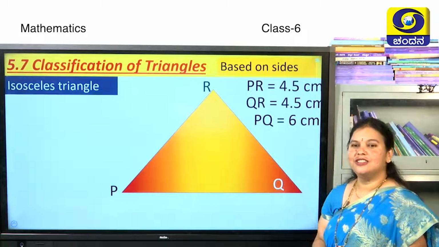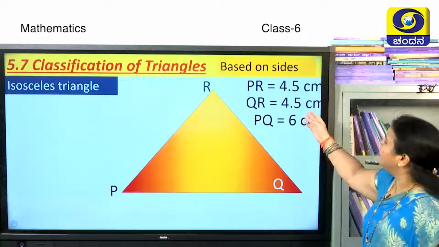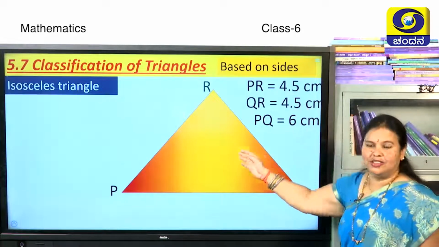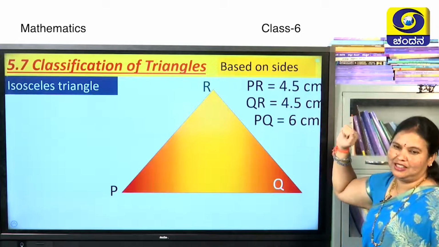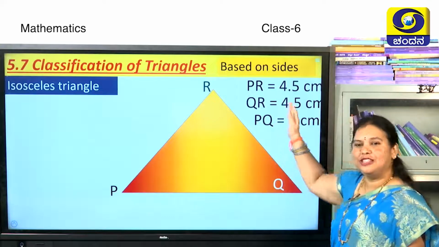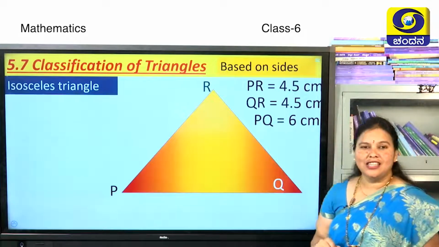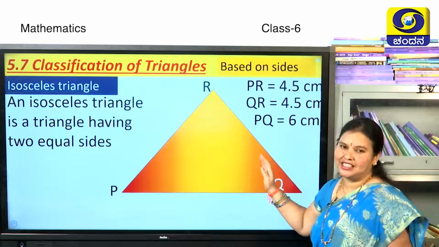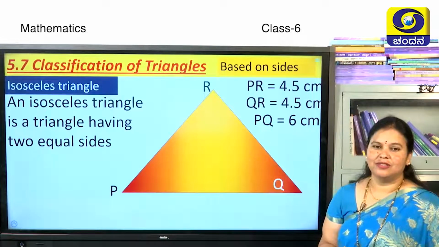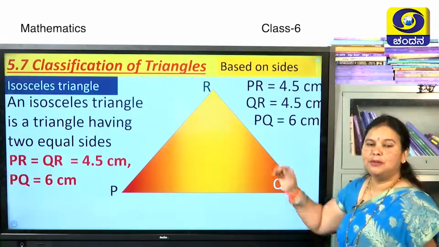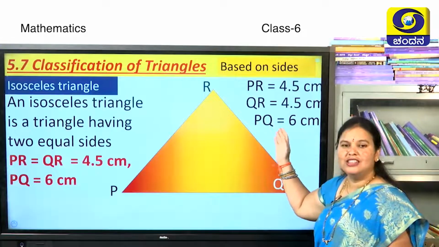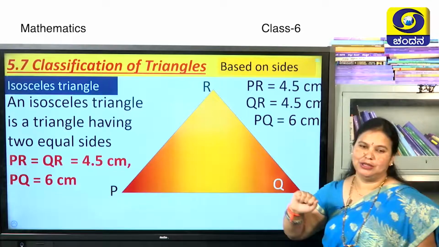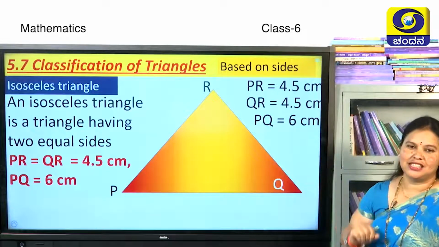Isn't it, children? See here, you observe two sides are equal with 4.5 centimeter and one side is different from this. So isosceles triangle is a triangle having two sides equal. Understood? So here PR is equal to QR is equal to 4.5 centimeter and PQ is 6 centimeter.